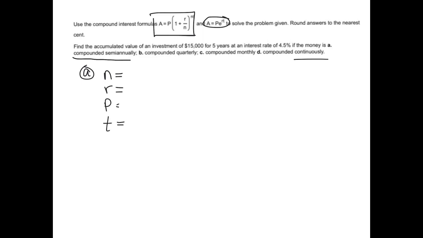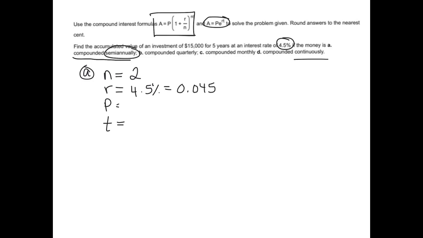N is the number of times that the amount is compounded a year, and our problem tells us that the value is compounded semi-annually, so that means it's compounded twice a year. So N equals 2. R is the interest rate, which is 4.5%, and we always write the percent as a decimal. So 4.5% is the same as 4.5 divided by 100, which is 0.045.